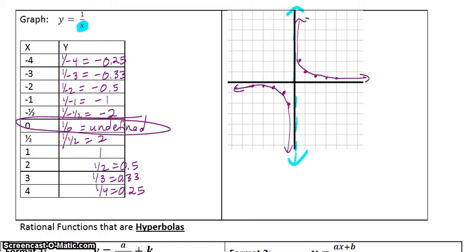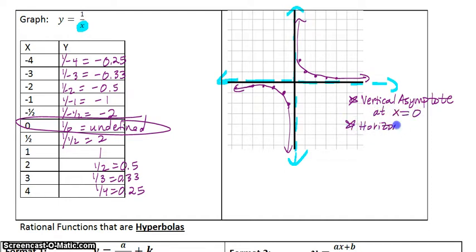I'm going to pause, give you some time to get that written down. And there is also actually a horizontal asymptote going on. So note there is a vertical asymptote. And remember, an asymptote is a line that the graph gets really, really close to but never touches. There's a vertical asymptote at the line x equals 0, and there is a horizontal asymptote at the line y equals 0.